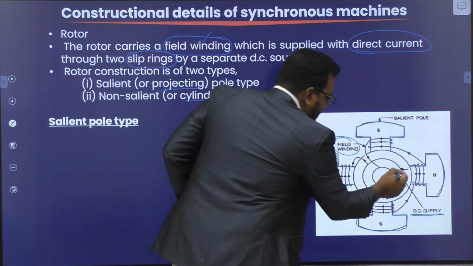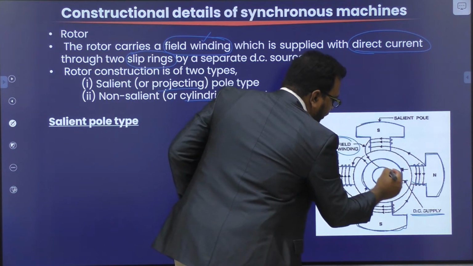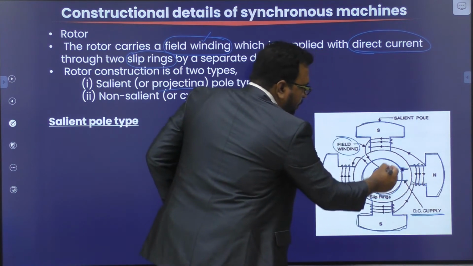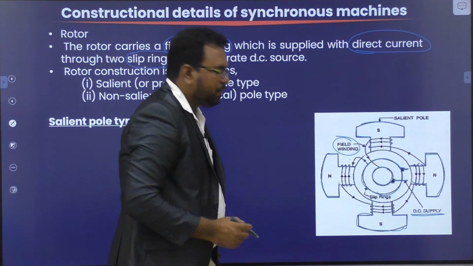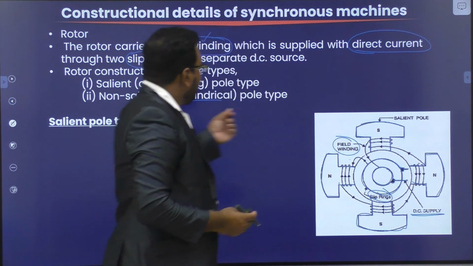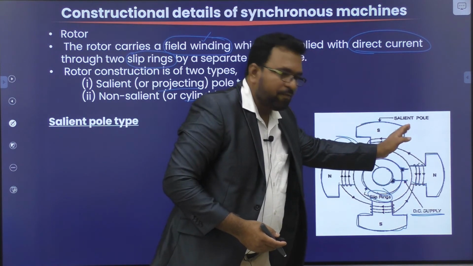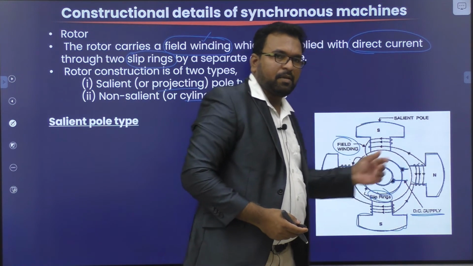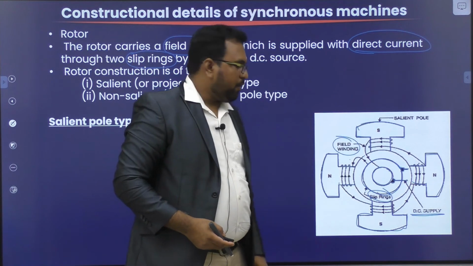So what are the slip rings? These two are the slip rings. These are the sliding contacts that we are going to provide, and we are going to connect an external DC source to the rotor winding or field winding by means of these two slip rings. So these are the slip rings. Why are we going to call it salient pole? Because there is a non-uniform distribution of air gap or flux between the poles, and the poles are projecting here. That's why we call it either salient pole type or projecting pole type of the rotor.